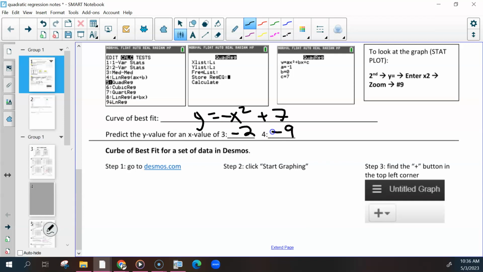Can you hit new session? Do we have any questions on how to use the calculator for quadratic regression so far?